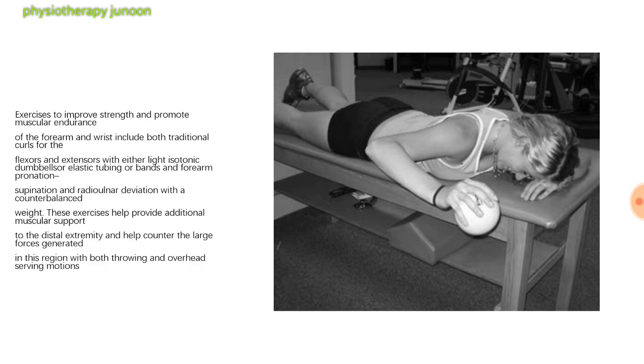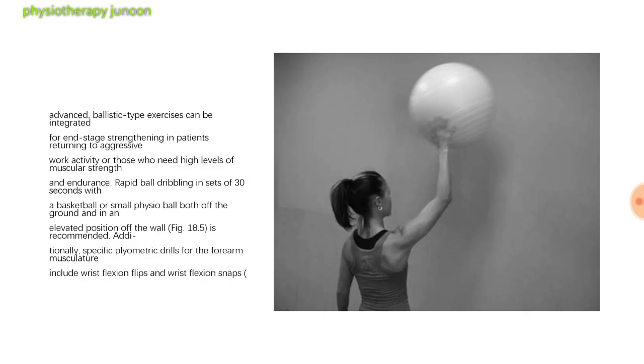Exercises to improve strength and promote muscular endurance of the forearm and wrist include traditional curls for the flexors and extensors, with either light isotonic dumbbell exercises or with a tube, the TheraBand. Like in this case, forearm pronation, supination, and radioulnar deviation with a counterbalance weight. These exercises help provide additional muscular support to the distal extremity and help counter the large forces generated in the region with both throwing and overhead serving motions.